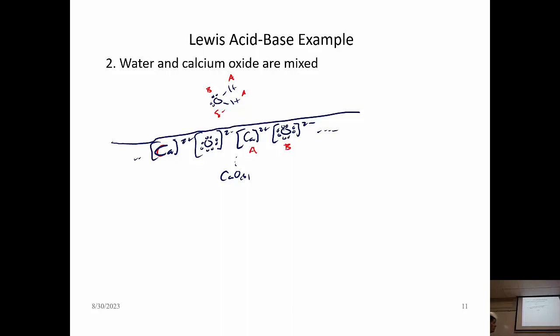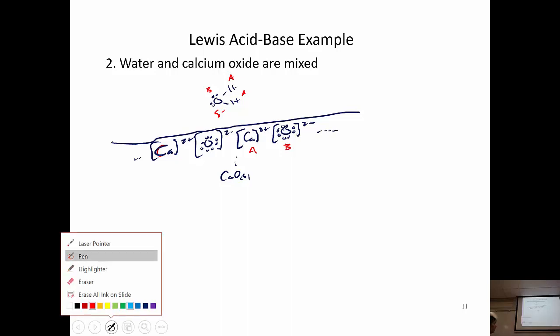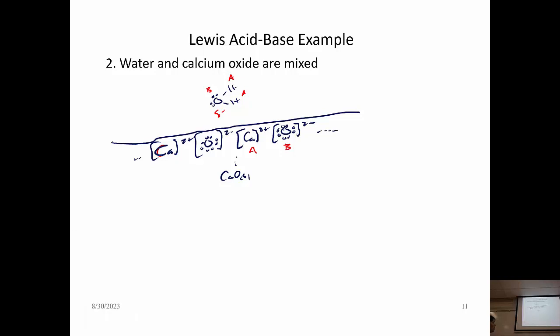So what I'm going to do is not do scenario A and scenario B. I'm just going to have oxide attack water. How can oxide attack water? It's locked in a crystal lattice. So what has to happen is the water has to collide with the oxide, and then it can attack. So the oxide comes over here. Now, this is Lewis acid base.